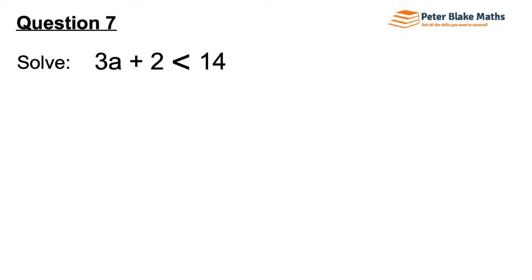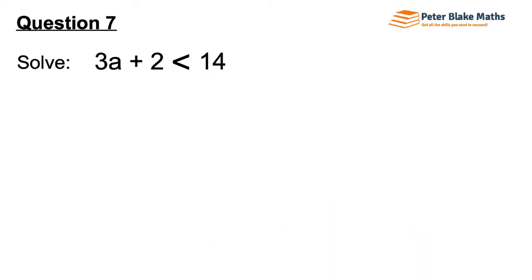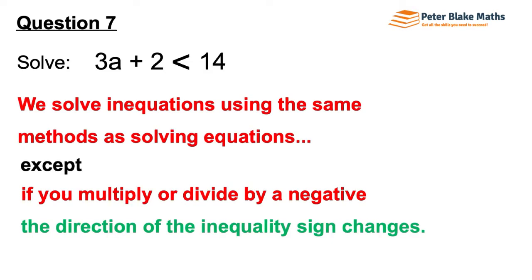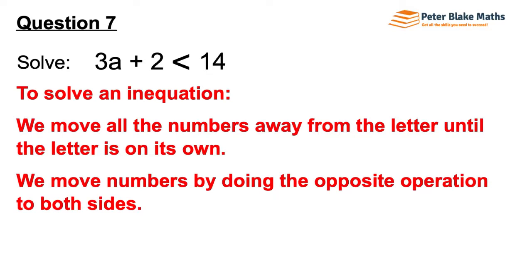Question 7. Solve. 3a plus 2 is less than 14. To solve inequations, we use the same methods as solving equations, but if you multiply or divide by a negative, we'll change the direction of the inequality sign. Right, we want to solve an equation. We move all the numbers away from the letter until the letter's on its own, remember, and we move numbers by doing the opposite operation to both sides.